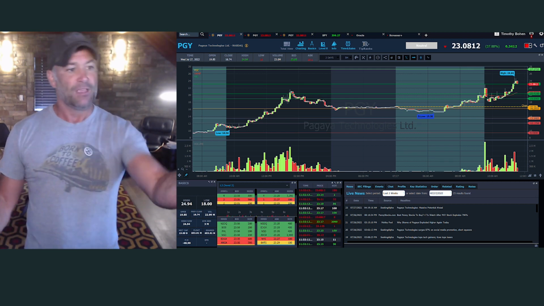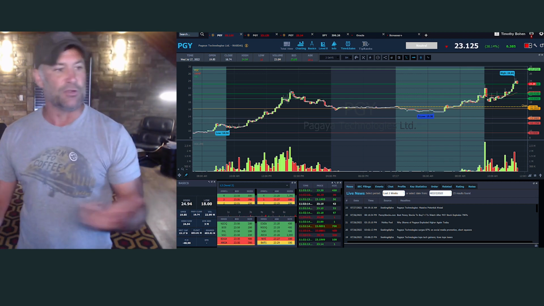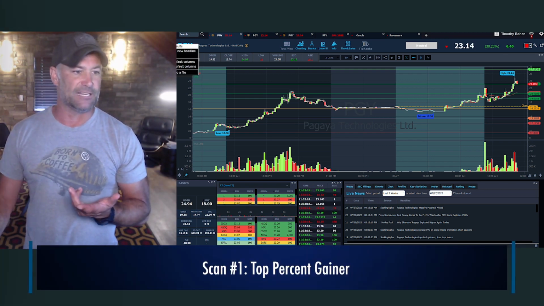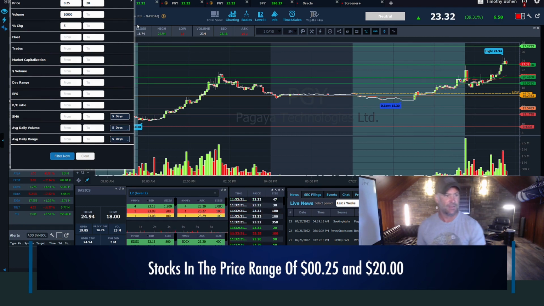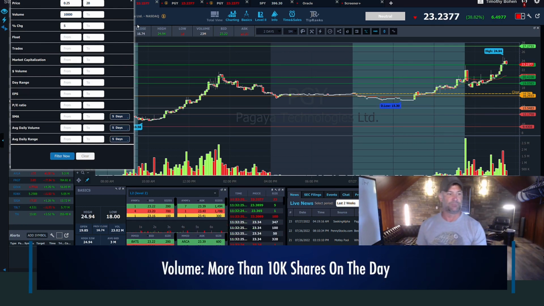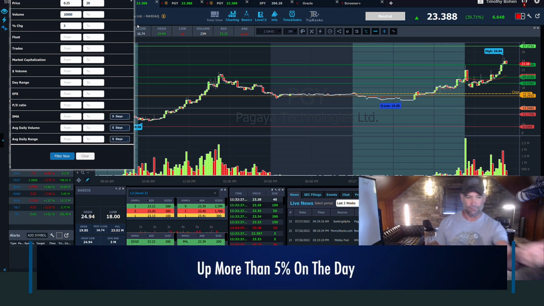So anyway, a simple scan that, again, this one you could probably replicate just about anywhere, is the top percent gainer. What this is doing is just looking for stocks between 25 cents and $20, trading more than 10,000 shares on the day and up more than 5%. Very simple scan, but it's a real-time screener.